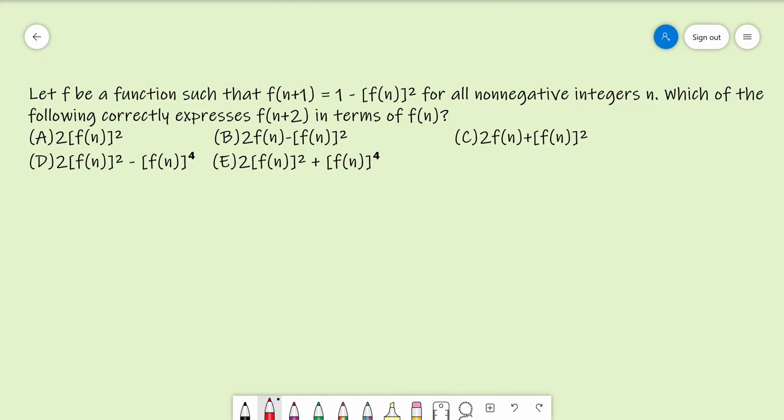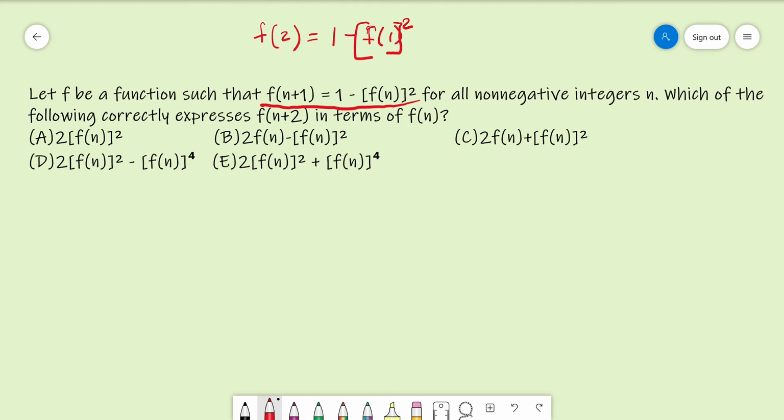This question gives us a function. It doesn't really tell us what the function is, it just tells us something about the function. It tells us that if you take f of n plus 1, where n is some non-negative integer, then you get 1 minus f of n squared. Okay, so for example, f of 2 is going to be 1 minus f of 1 squared. Okay, the square is on the whole f of 1.